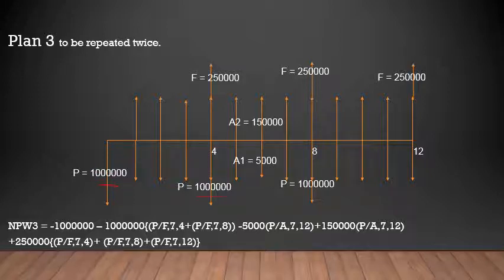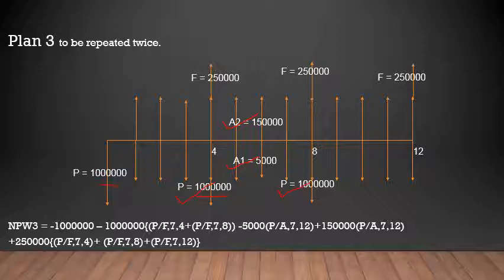This 10 lakh, it is at the end of year 4, convert using P by F comma 7 comma 4. This is done. This is at the end of year 8, P by F comma 7 comma 8, it is done. Then 5,000, it is flowing all through these 12 years, P by A comma 7 comma 12, that is done. Then come to revenues, 1,50,000 multiplied by P by A comma 7 comma 12, because it is A flowing for all the 12 years, so use the factor P by A comma 7 comma 12, that is done.